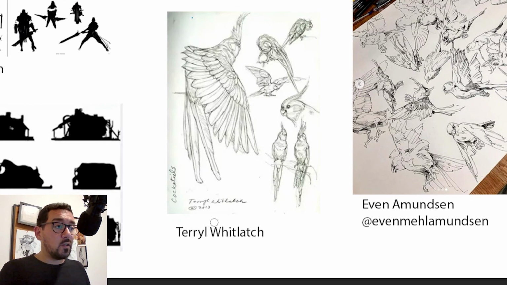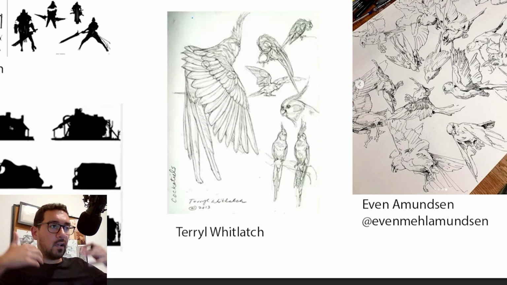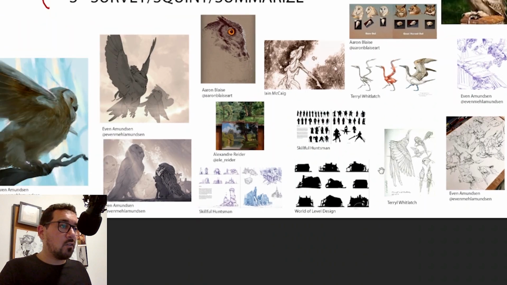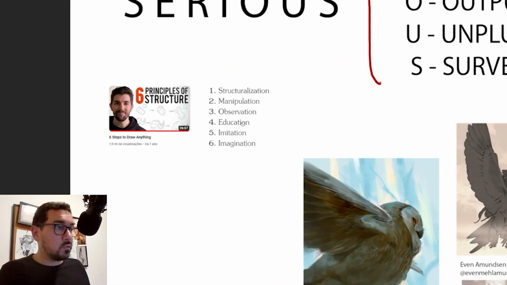And Terryl Whitlatch is also a great example of observation drawing and trying to break down stuff. I love this wing drawing. Everything is in there: functionality, shapes, line quality, everything that we want to be learning from these amazing artists. It comes down, also going back to Antonio, to the next step of education and imitation. We're going to be looking at the real thing as well as how artists are making that happen, and really correlating both to learn how to draw in your own style.